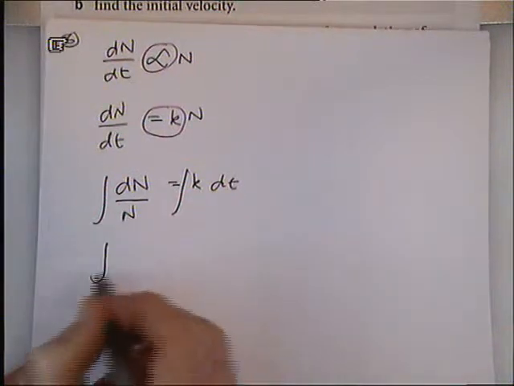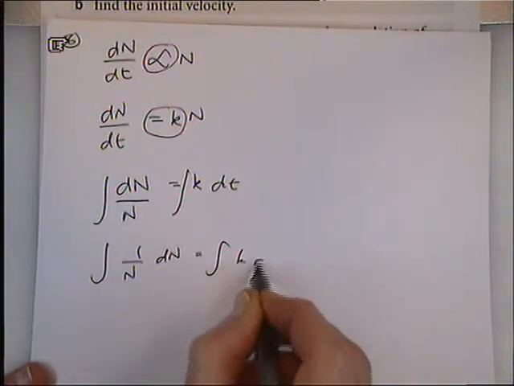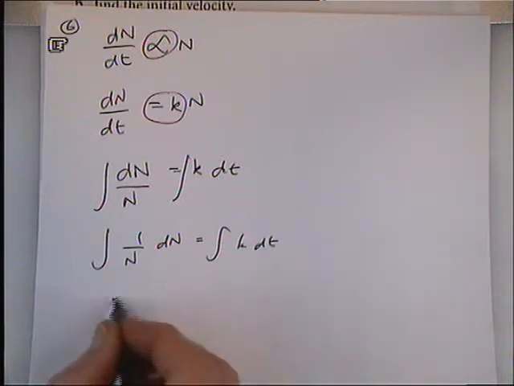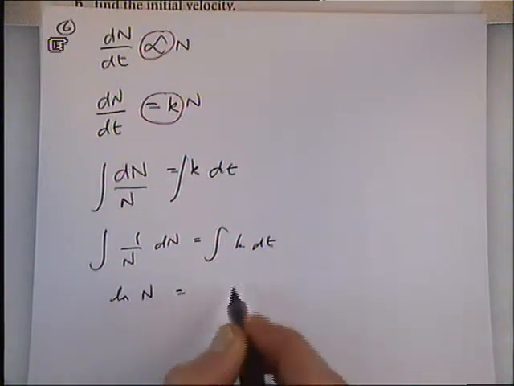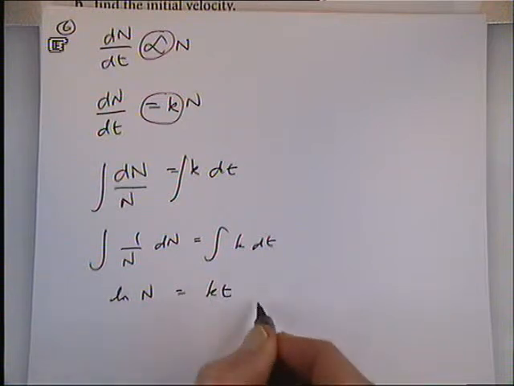So over here, if you want to rewrite that like that, on the left, if you feel that makes it easier, what do you get if you integrate 1 over n? Yep, log of n, that's right, natural log of n. On the right, integrate k with respect to t, kt. I finish my integration, stick my plus c sign in there.